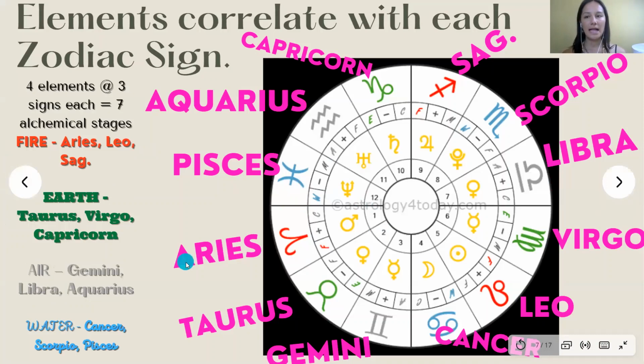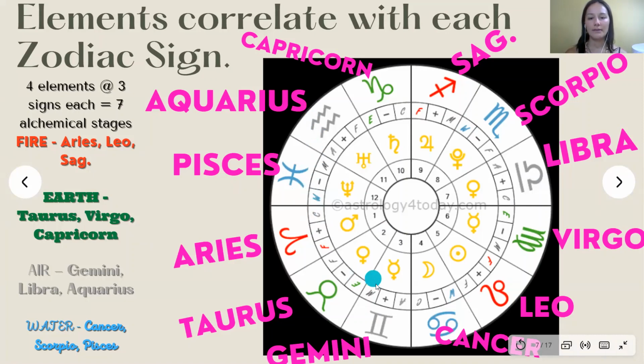And here we get into the elements. So all of the red are the fire signs, and we've got fire is Aries, Leo, and Sagittarius. We've got earth are the green, Taurus, Virgo, and Capricorn. Air are the grays, Gemini, Libra, and Aquarius.